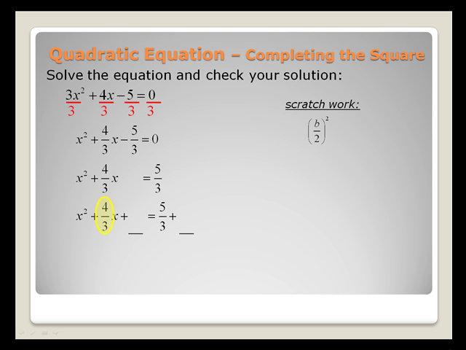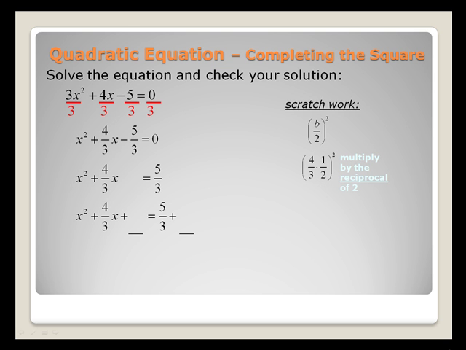So let's put 4/3 in place of b. That gives us 4/3 divided by 2, squared. Now, instead of dividing by 2, let's think of this as multiplying by the reciprocal of 2. This will look a little better. So we're going to multiply by the reciprocal of 2, which would be 1/2.